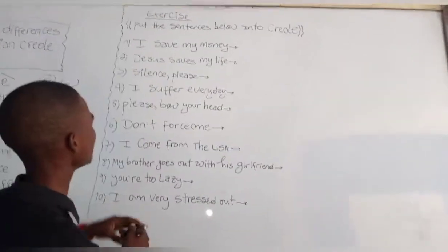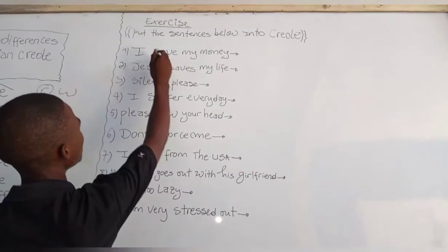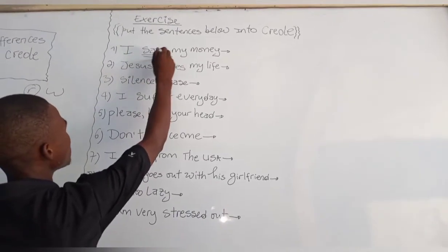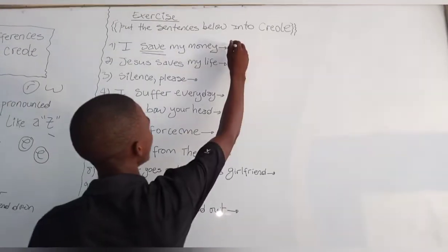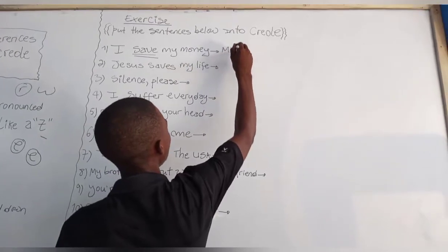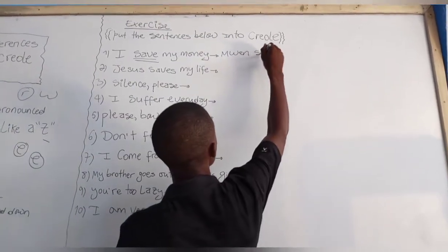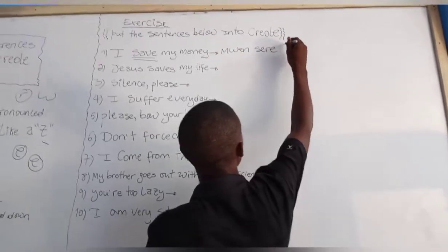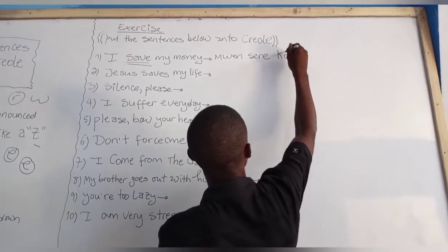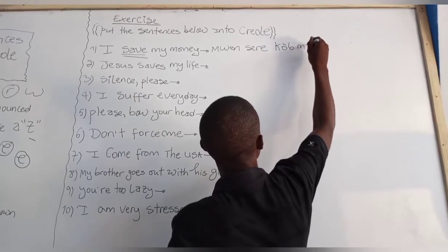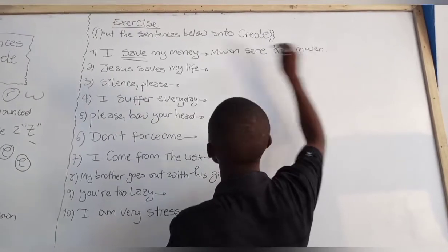The first sentence is, I save my money. How do you say save in Creole? You say I for moi, alright? Moi, save, serrer. How do you say money? Remember? Cob moi. Alright, which means I save my money.